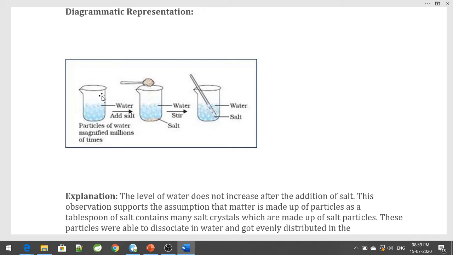But when we take tiny particles like salt, salt can dissolve in water, and here it dissolved in water because the spaces present between the particles of the water can be occupied by the small particles of the salt, and thus they dissolve in the water uniformly all over the water, not only in a certain amount of water, and thus the level of the water does not increase.